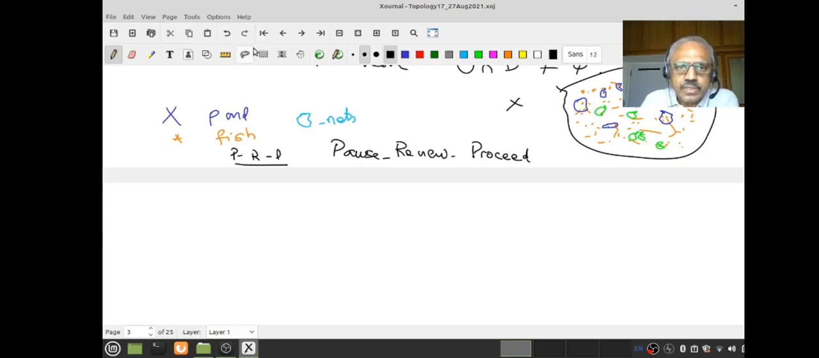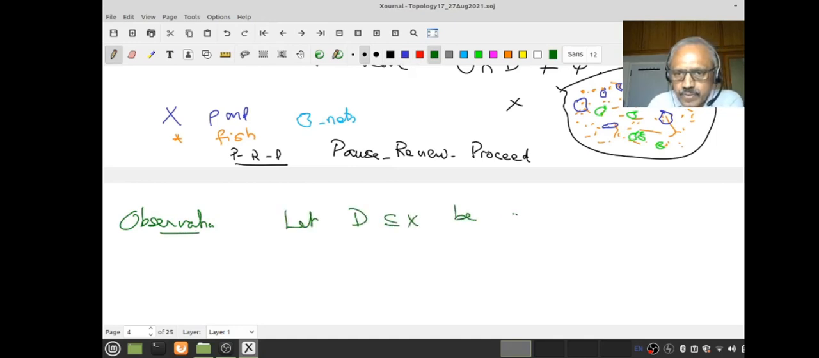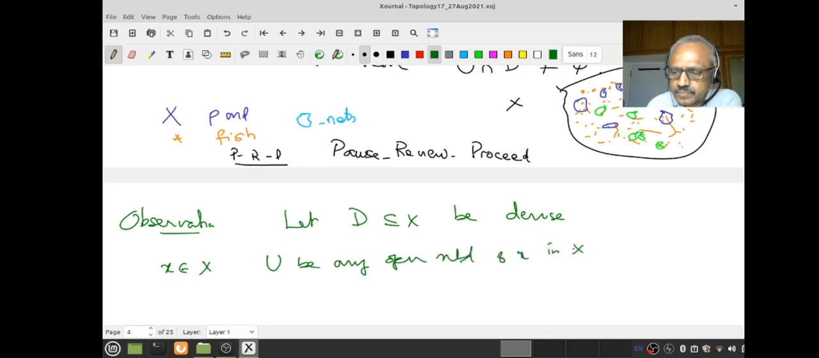Now let us investigate. There are two investigations I want to do now. The first observation: let D be dense. What does it mean? X is a topological space with a given topology, therefore D is dense with respect to that topology. Now start with any arbitrary element capital X in X and let U be any open neighborhood of X in X.